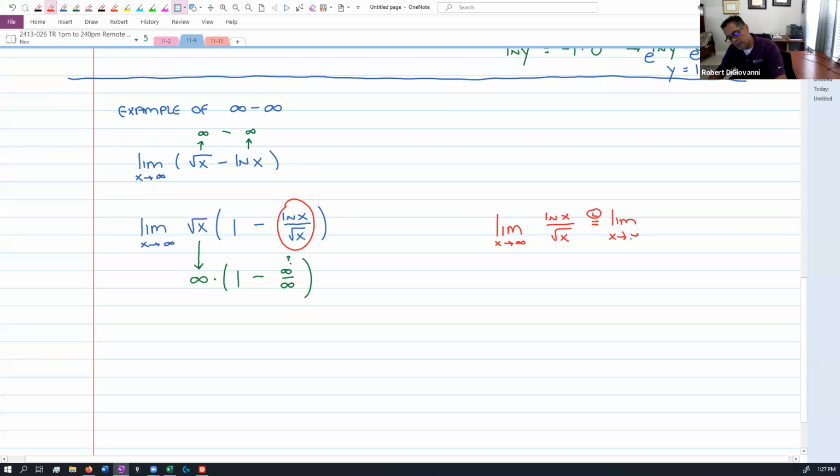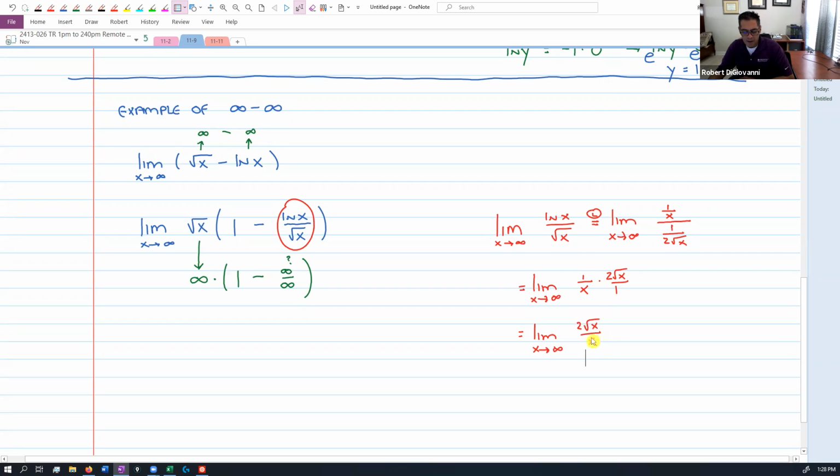I can take the derivative of the top, which is 1 over x. And then the derivative of the bottom is 1 over 2 root x. You know that because we've done that about 100 times now, taking the derivative of the square root of x. And now I'm going to flip this up. One over x times 2 root x over 1. Clean this up: 2 root x over x.